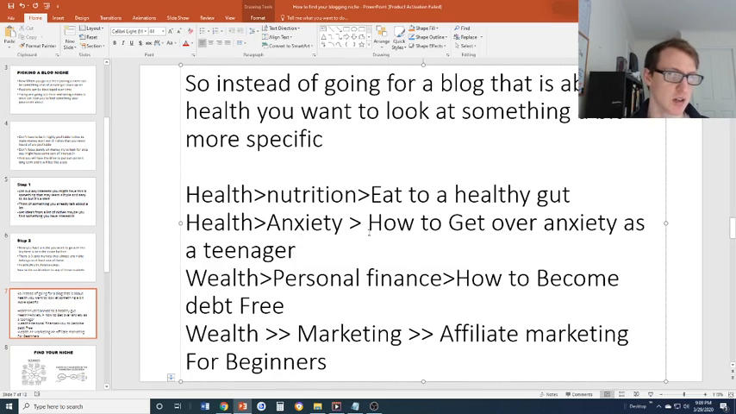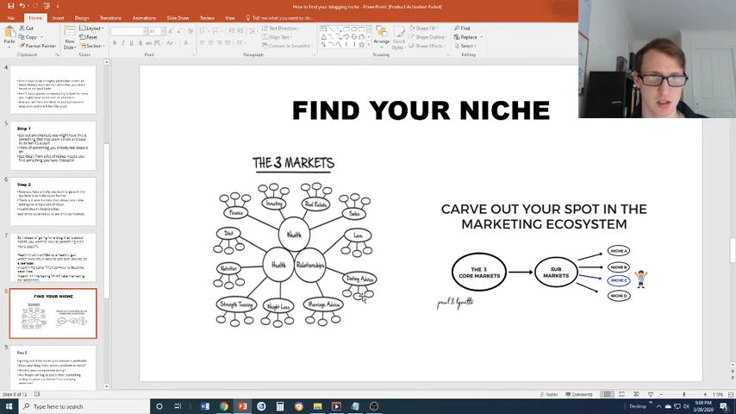So I just listed out a few more examples for you guys to get the perspective of how to do it. I'm also going to give you some charts here to show you a bit more understanding of it. So as you can see, this is an example of the chart. The three core markets: wealth, health, relationships, and then it stems off to all these.